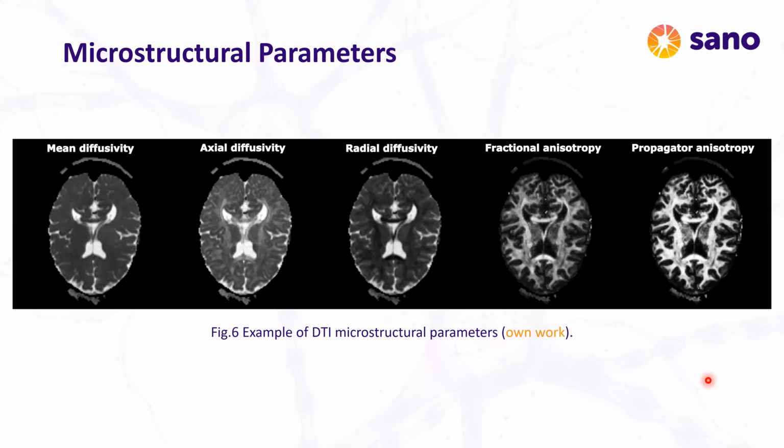And the propagator is also called the displacement probability density function, and it describes the probability that a molecule in an initial position will end up in a different position after a certain time.